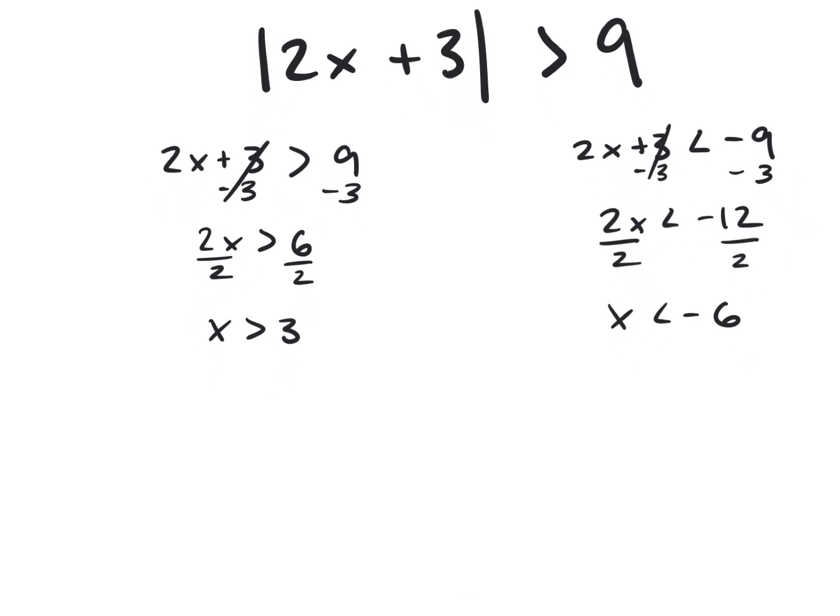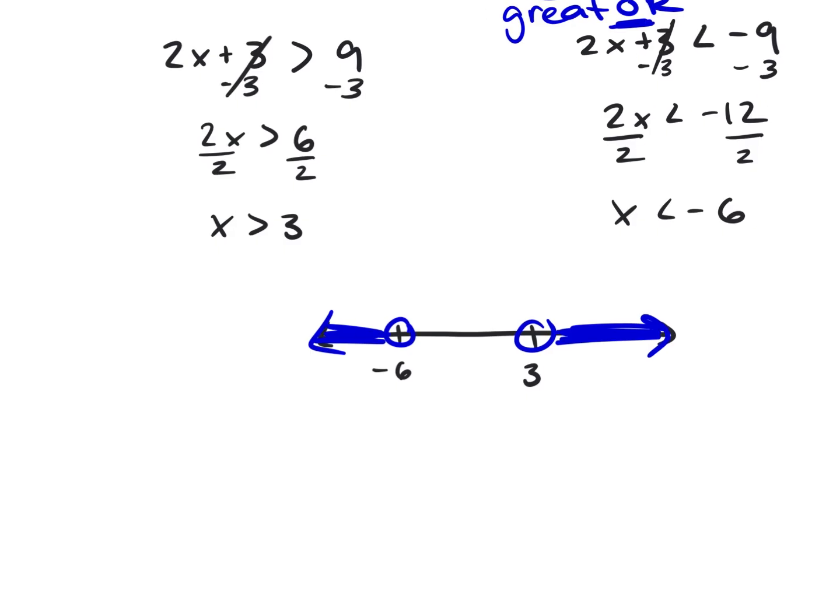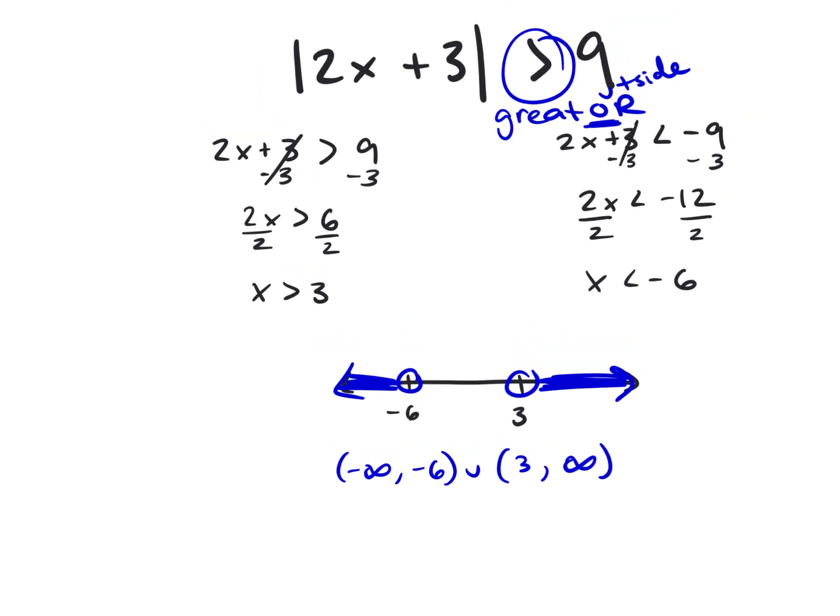So when we put this on a number line, which one's smaller? Negative 6 and 3. Open or closed circles? Open circles. Now, before I split it up, it was greater. So greater is in between or outside? Outside. Less than is in between. So greater, we shade outside. And then in interval notation, we'd say negative infinity to negative 6, union 3 to infinity. So this is just like the quiz.